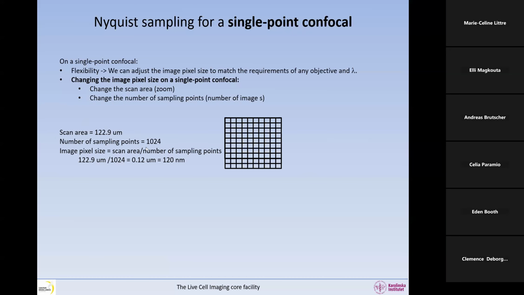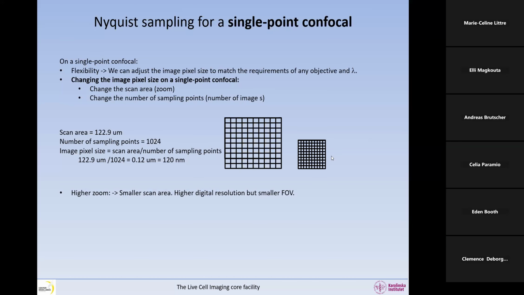And then we have a number of sampling points. So we decide, okay, this is my zoom factor, and now I'm going to put 1024 pixels in that, okay? So this is 1024 by 1024 sampling spots. And the image pixel size is going to be basically the scan area divided by this. So we end up at 120 nanometers per pixel. So each pixel is 120 by 120 nanometers when we have this scan area and this number of pixels.